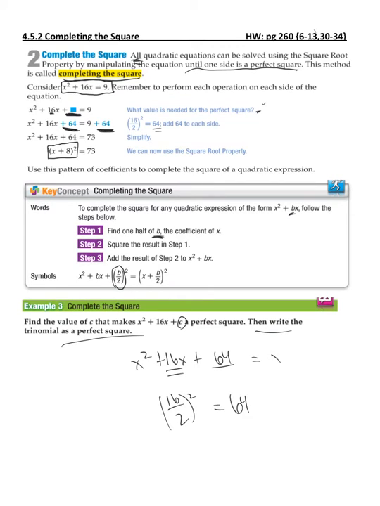Guys, then write the trinomial as a perfect square. So write this as x plus, multiplies to 64, adds to 16, I'm sorry, will be 8. Over that, 16 divided by 2 is 8.